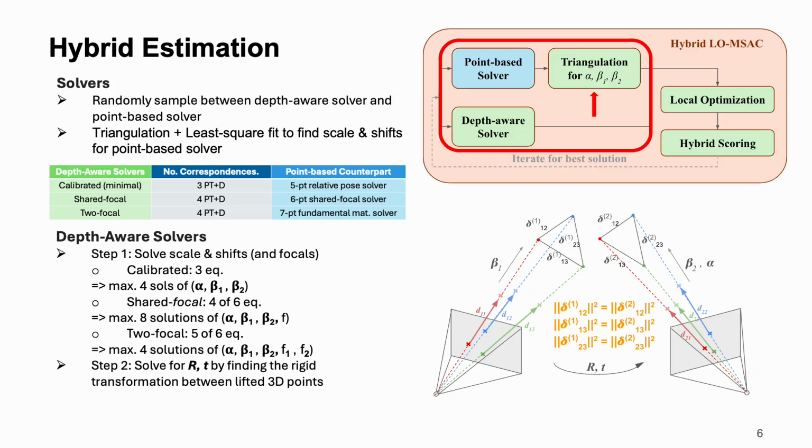For the calibrated case, the solver is minimal. It takes 3 pairs of correspondences with depth priors, solves the 3 equations, and gives a maximum of 4 solutions. For shared focal and 2 focal cases, the solvers take 4 pairs of correspondences, but use only 4 or 5 from the 6 equations, and give a maximum of 8 or 4 solutions respectively. After finding the scale and shift values, the rotation and translation can be easily found by finding the rigid transformation between the lifted 3D points from both views.